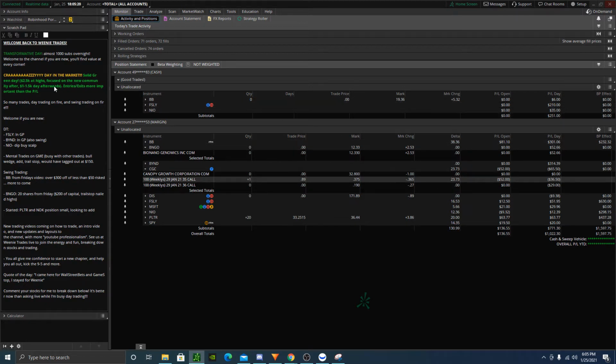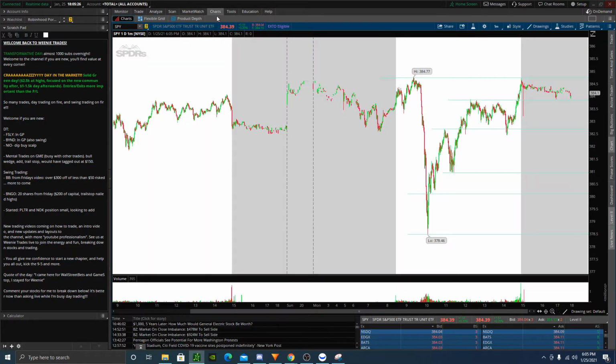At one point, we were up $2,500, but we finished the day about $1,000 to $1,500. But as I always say, the P&L does not matter as much as the entries and exits. Those are much more important. We had so many trades today. The day trading was on fire, and the swing trading was also on fire.